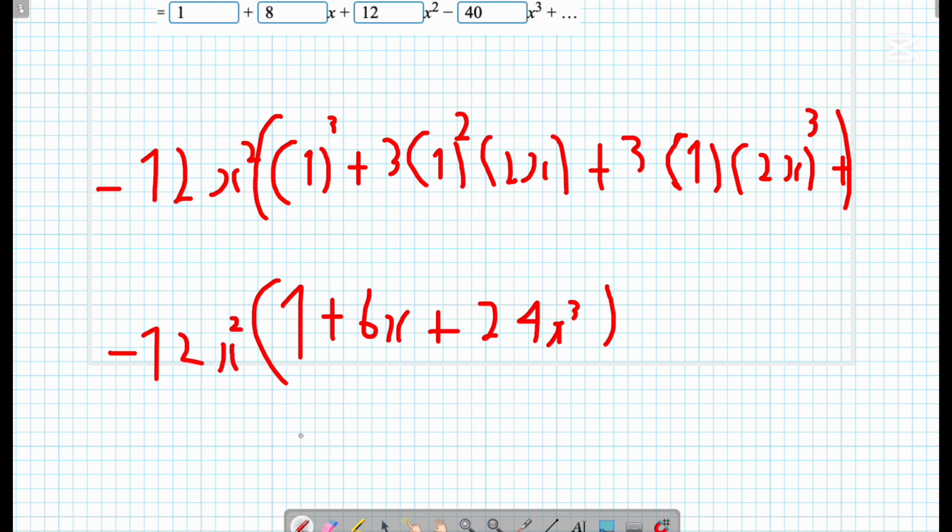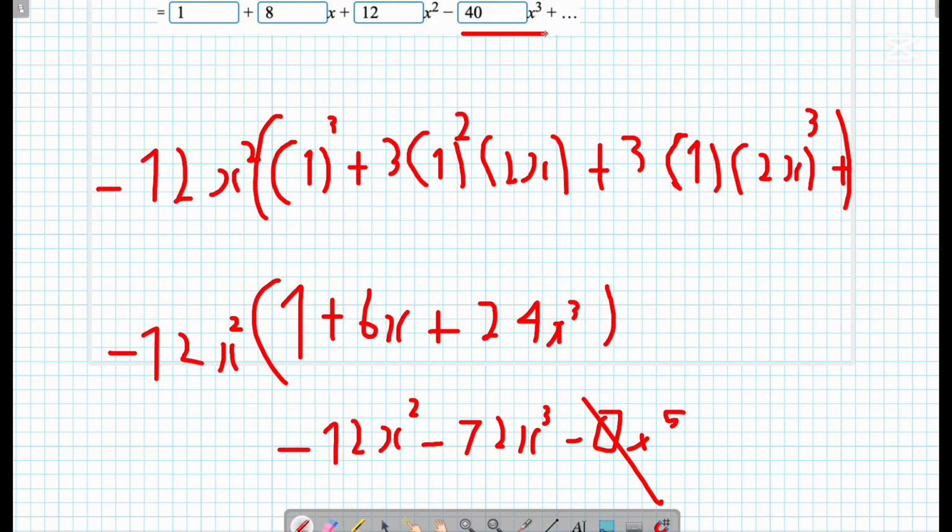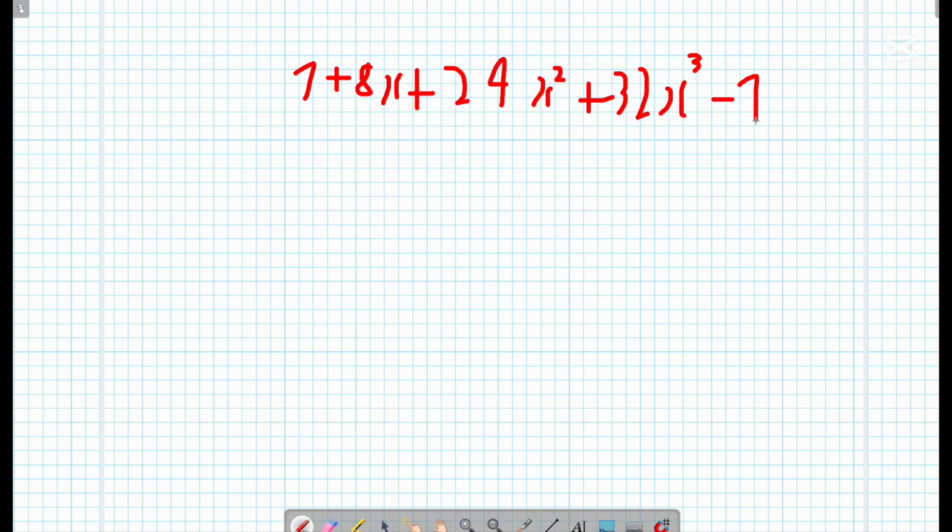Let's distribute. So negative 12x squared minus 72x cubed minus whatever x to the 5, which we'll ignore because it's more than x cubed. So negative 12x squared minus 72x cubed minus 12x squared minus 72x cubed.